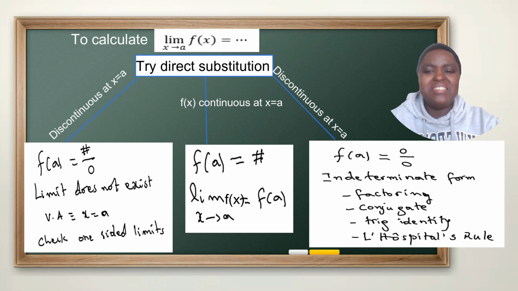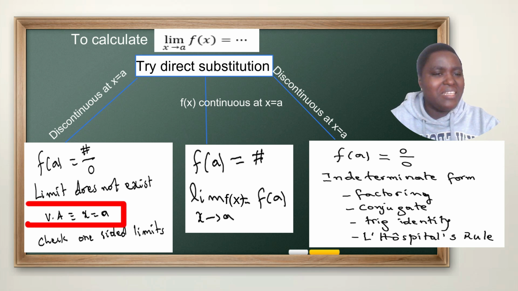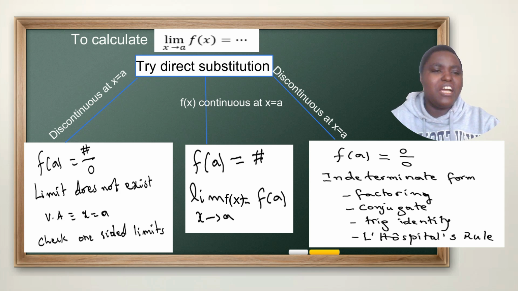In the first case, we may get the value of f of x to be equal to a given number over 0. In this case, the limit doesn't exist. We will get a vertical asymptote at x equal to a. And we will have to check the left hand side limit and the right hand side limit to see the behavior of our function at the left hand side of a and at the right hand side of a.